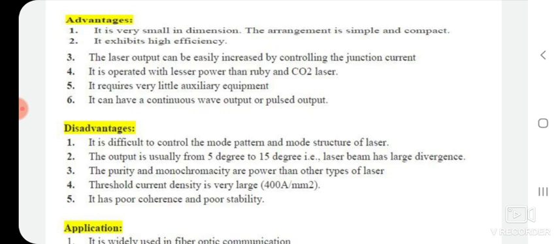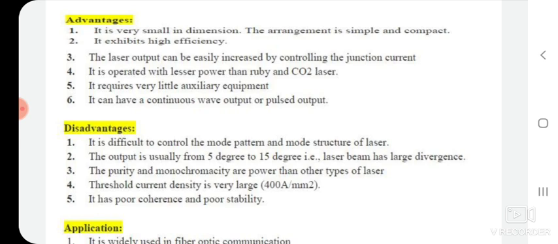It requires very little auxiliary equipment, and it can have a continuous wave output or pulsed output as per our convenience. These are the advantages related with semiconductor diode laser.